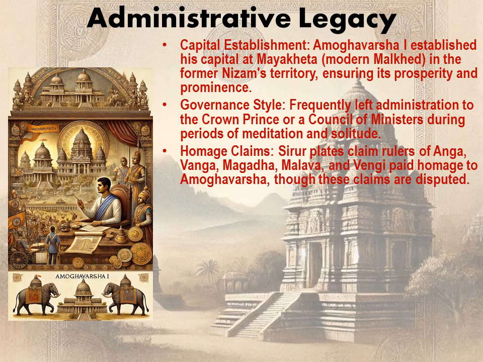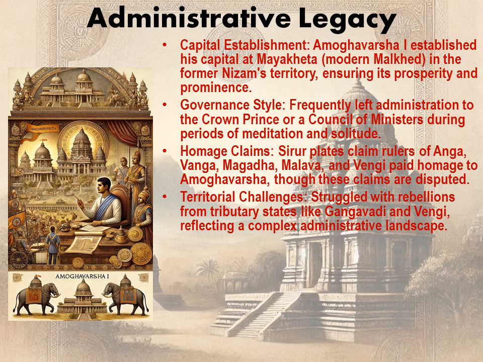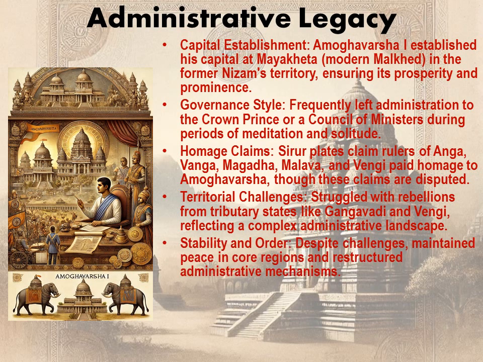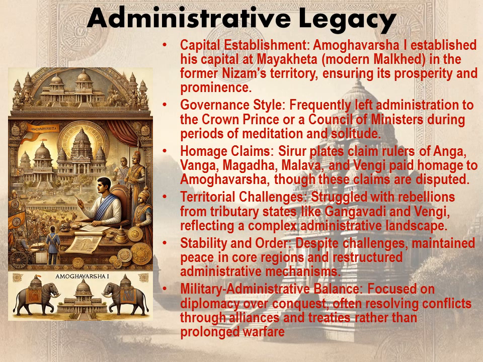Homage claims. The Sirur plates claim that rulers of Anga, Vanga, Magadha, Malava, and Vengi paid homage to Amoghavarsha, though these claims are disputed. Territorial challenges. He struggled with rebellions from tributary states like Gangavadi and Vengi, reflecting a complex administrative landscape. Stability and order. Despite challenges, he maintained peace in core regions and restructured administrative mechanisms.